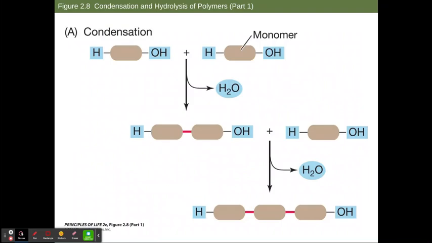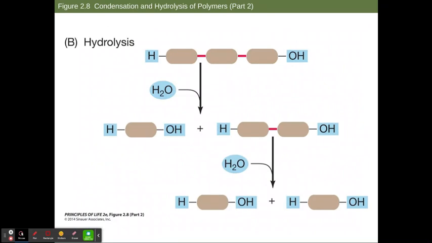So with condensation, we can see here in figure 2-8 on page 26 in your text, we are taking one molecule with this H and OH group and another molecule, and we are combining them. These two monomers, we bring them together. We are removing water, and then we have the opposite when we are using a water molecule to separate them. So with our hydrolysis reaction, we add water, we separate them, and we break them down.